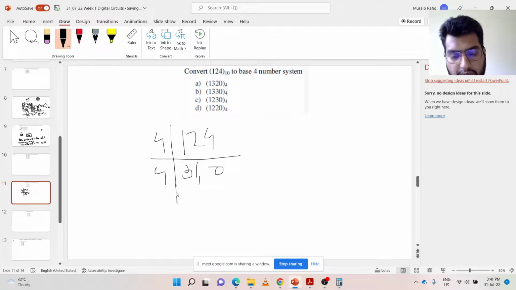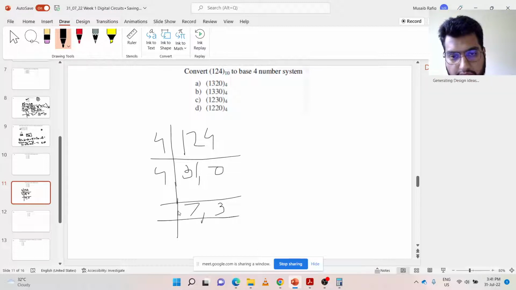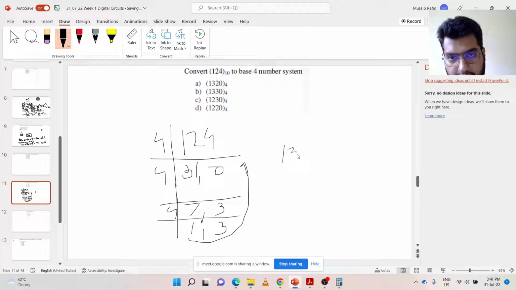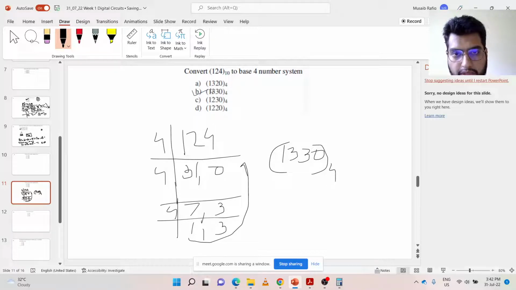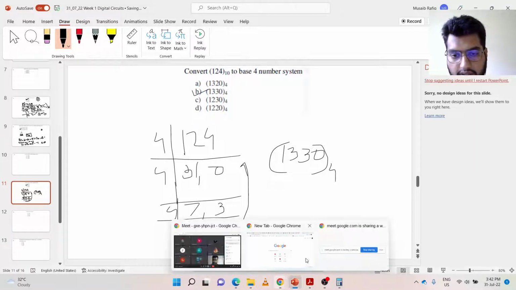Then we will again divide this by 4. 4 times 7 is 28 and the remainder is 3. Then we will again divide it by 4. It is 1 and the remainder is 3. So our number is 1330 to the base 4. So option B is our correct answer.